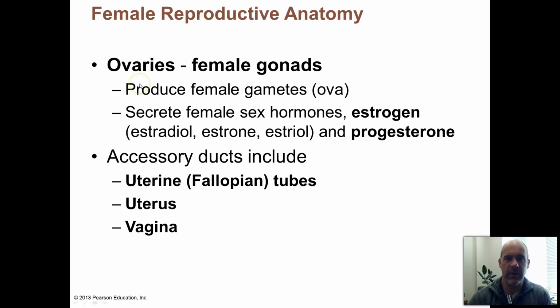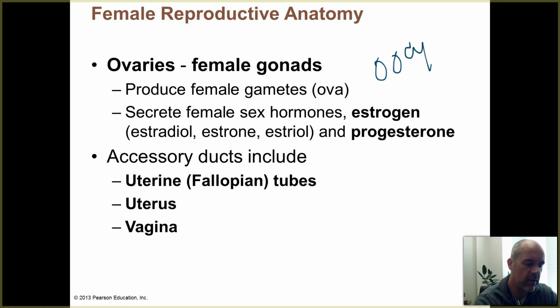All right, so in the males, the testes are the primary organs of the reproductive system, the primary sex organs. In the female, those are going to be the ovaries. And the ovaries are going to be the structures that produce the female gametes, which are called ova. Ovum is singular. Now, generally, we're going to be referring to these as oocytes.